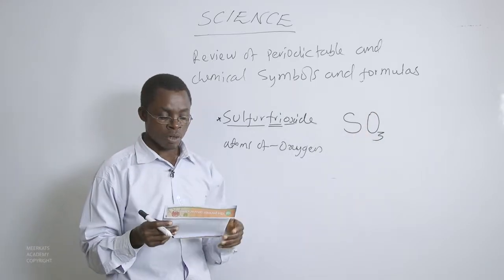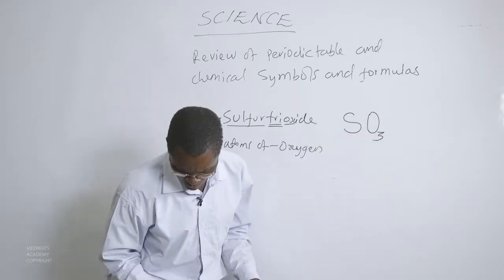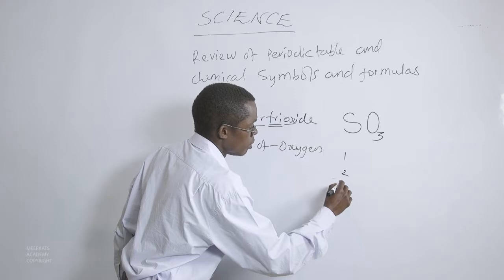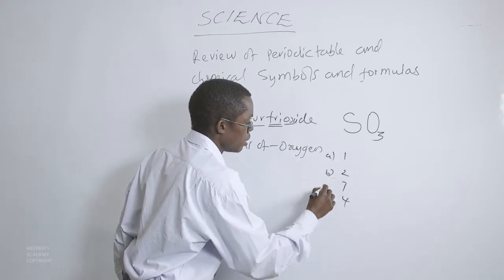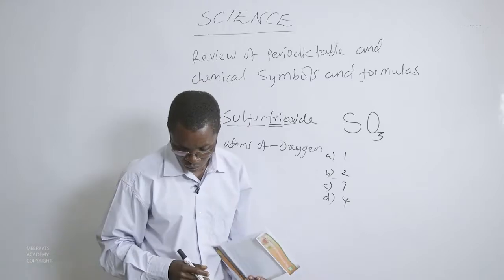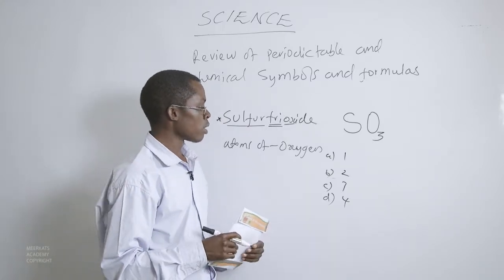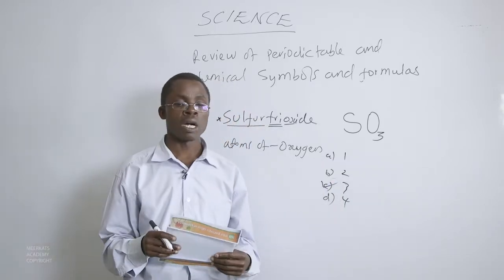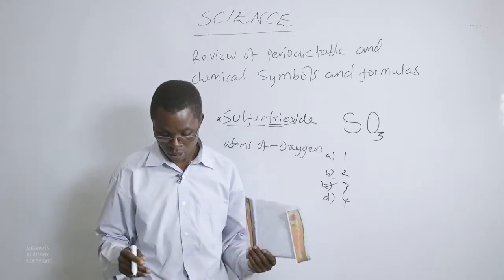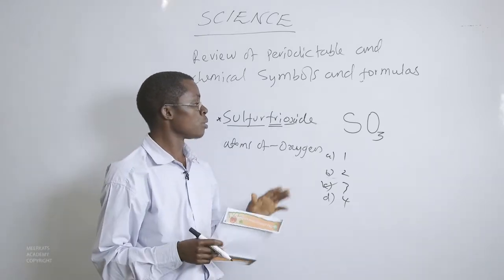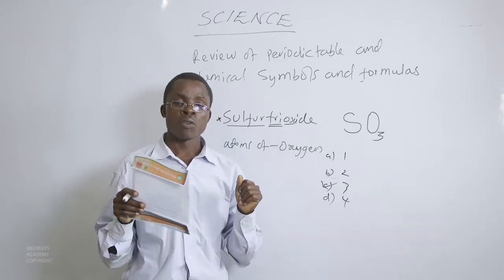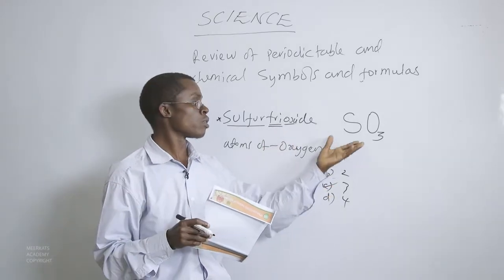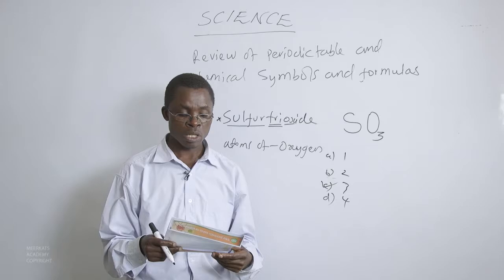So answering the question, the options we have are 1, 2, 3, 4. A, B, C, D. So those are the options we are having. From that, you can see the correct response is C, which is 3 atoms of oxygen. So it is important for you at any single moment to know how to write the formula, because it's out of the formula that you can get anything that you want.